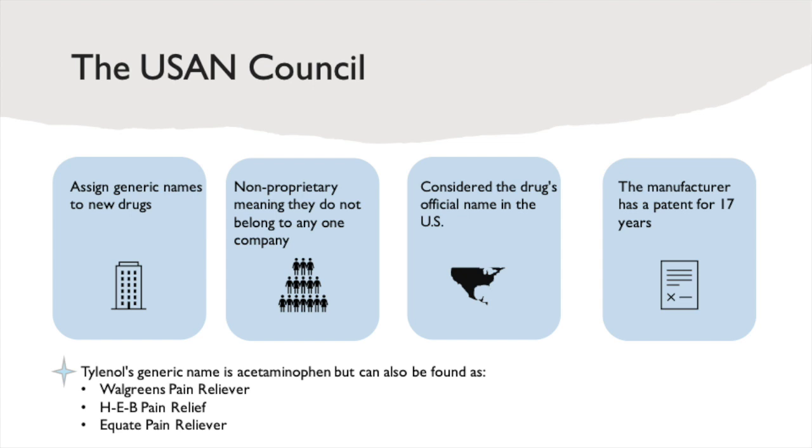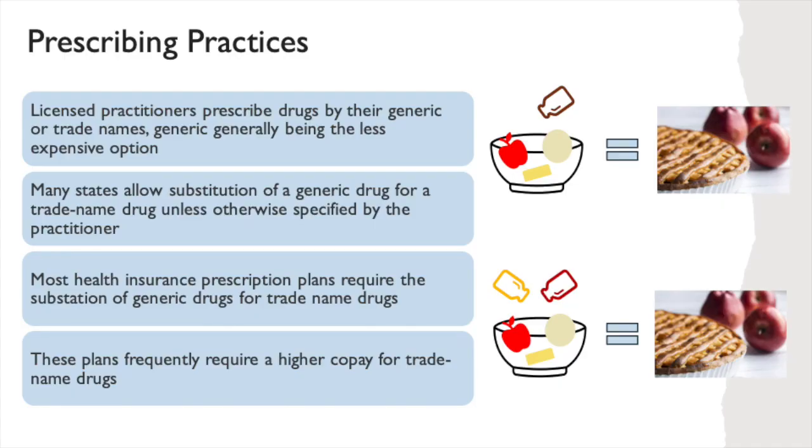Mevacor is also known by the brand name of Altoprev. The drug is still lovastatin, but it is an extended version produced by a different manufacturer. Another example is Tylenol, whose generic name is acetaminophen. It was marketed and branded as Tylenol, but other companies began producing the drug when the patent ran out. Today, you can still buy it as Tylenol, but also as Walgreens pain reliever, HEB pain relief, or Equate pain reliever.